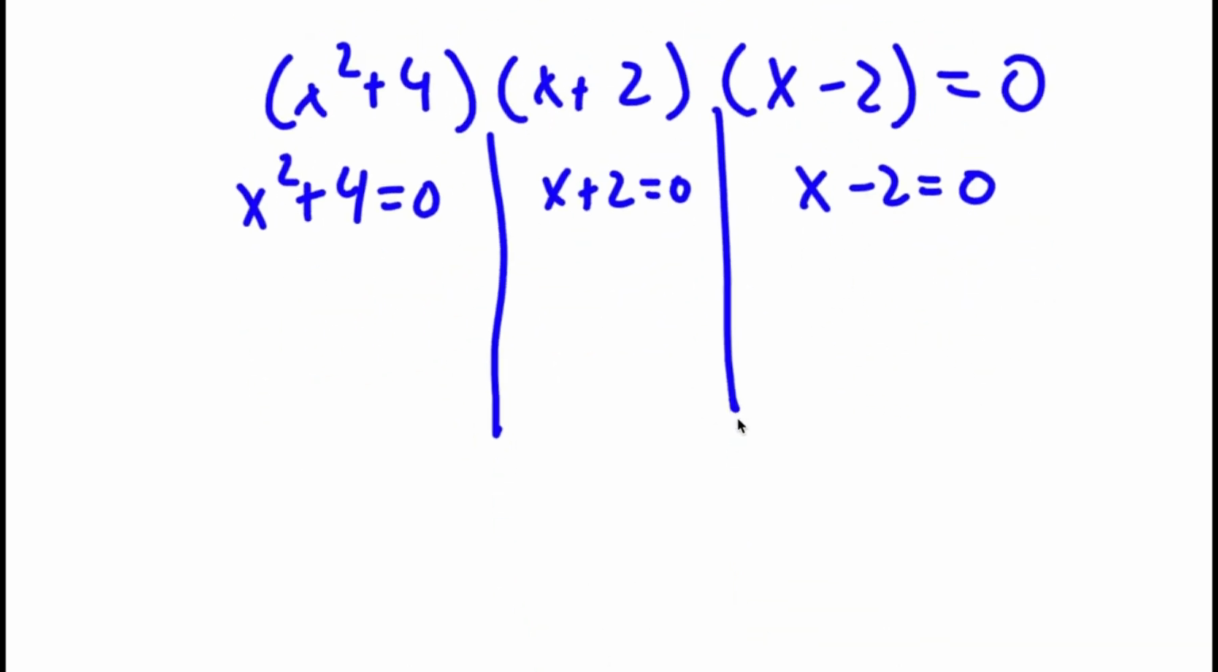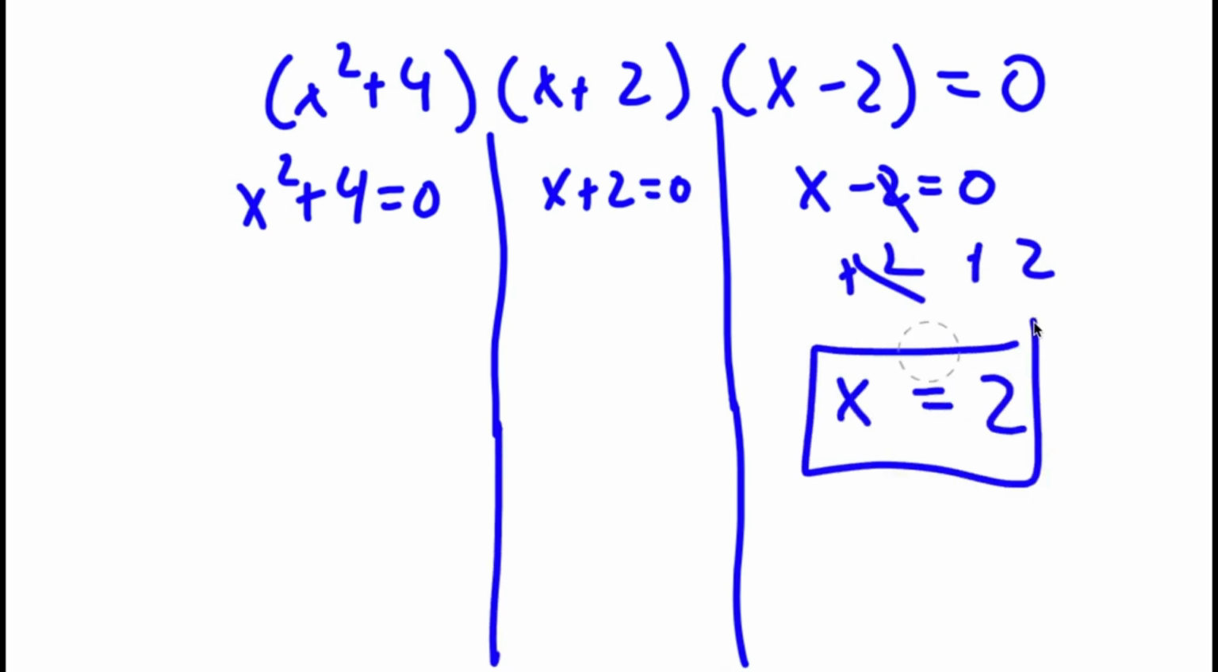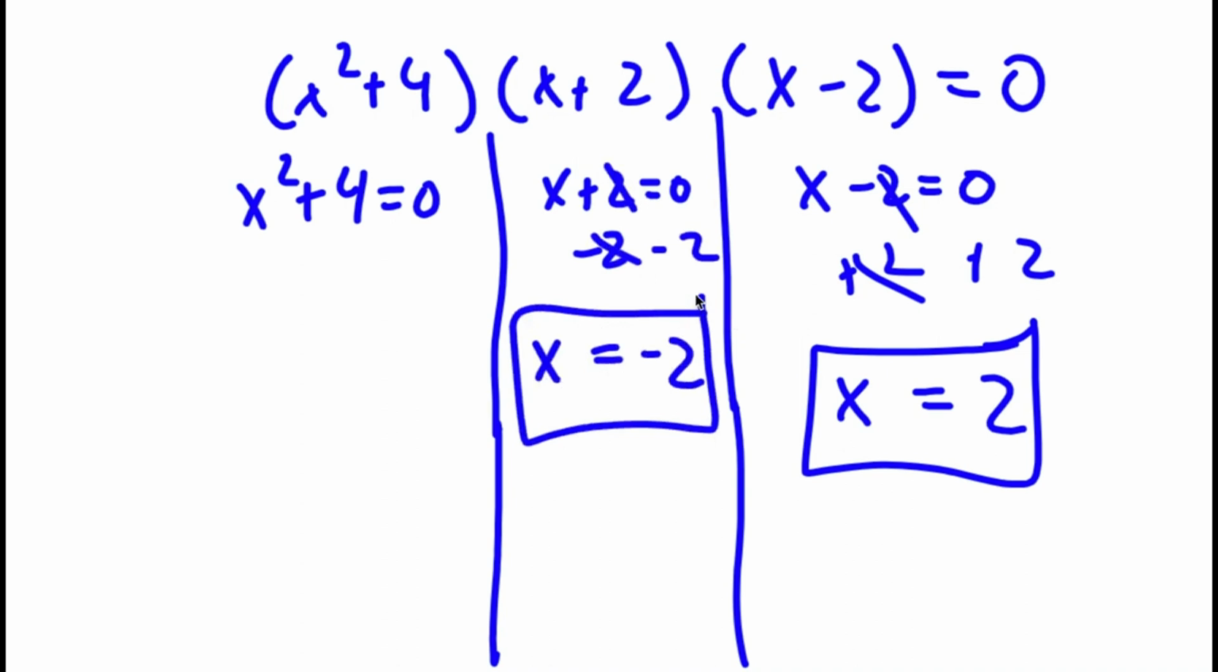So for x minus 2 equals 0, all I have to do is add 2 on both sides. These two cancel out, and I'll be left with x is equal to 2. So this is one solution. For x plus 2 equals 0, I have to subtract 2 on both sides, and I get x is equal to negative 2. So this is my second solution.